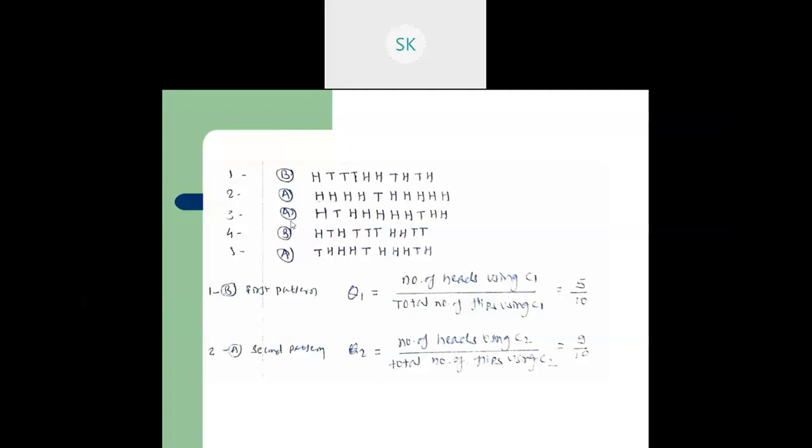Now we observe the second pattern, with respect to coin A, which leads to our theta 2. Using the same formula with respect to C2, in the second sequence we have 9 heads out of 10. So 9 by 10 will be the probability of theta 2.